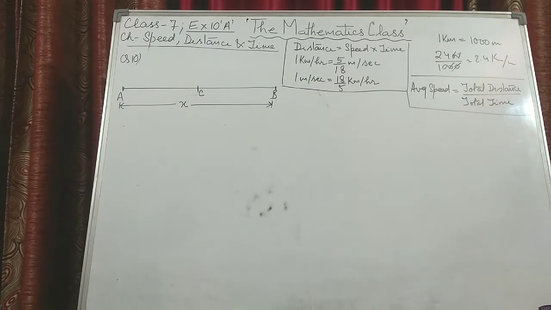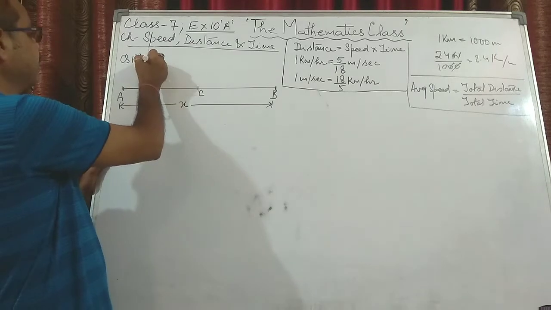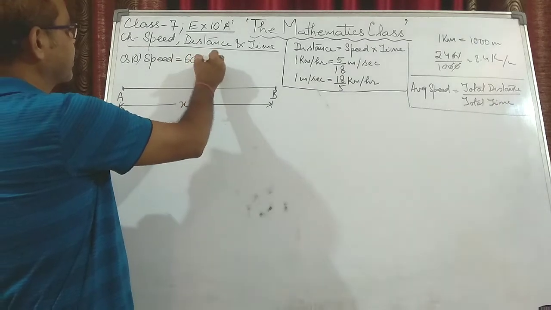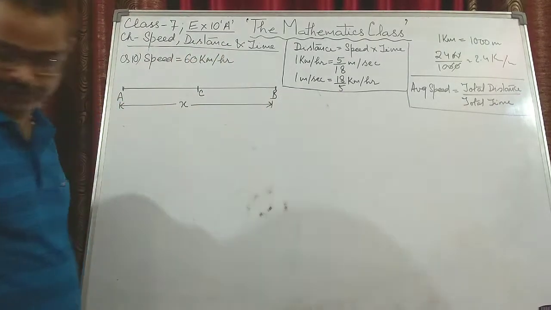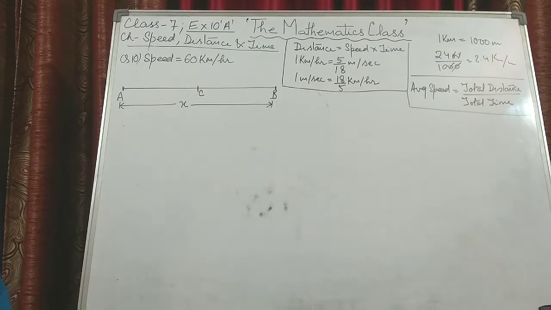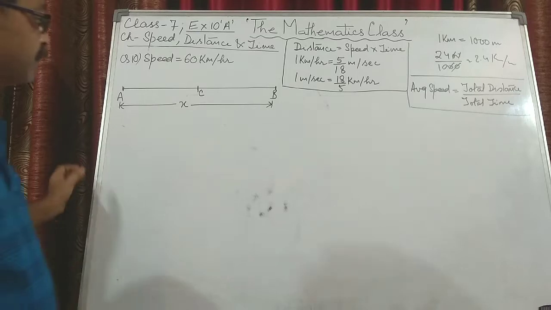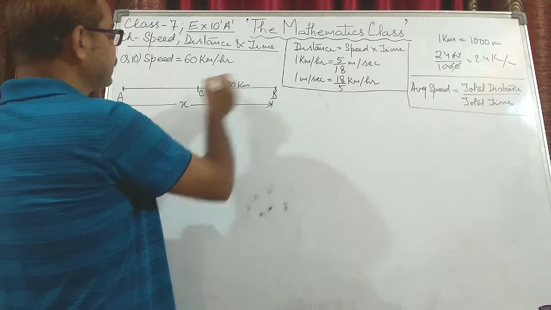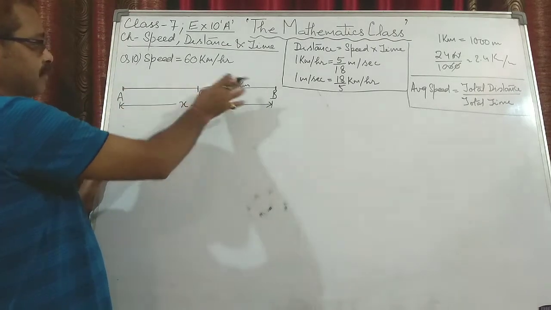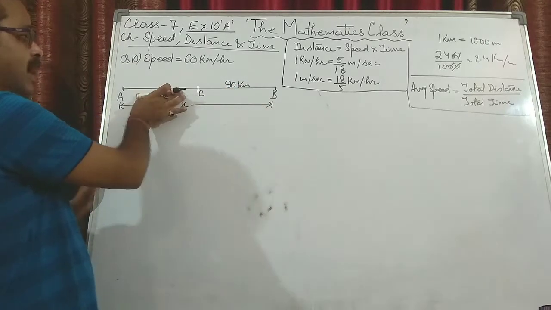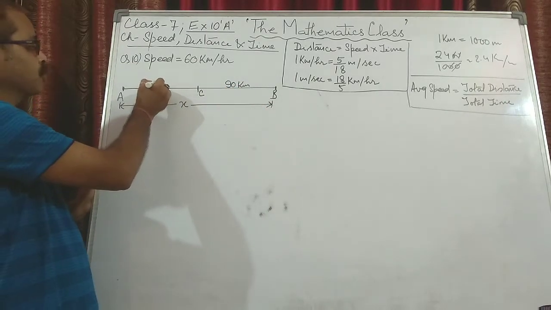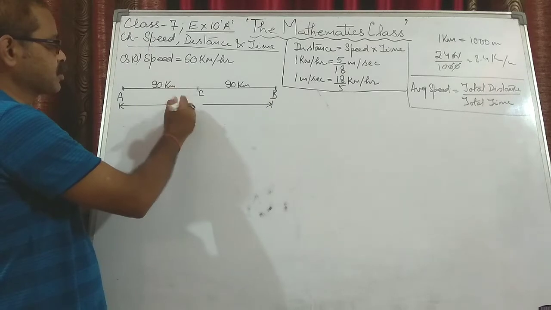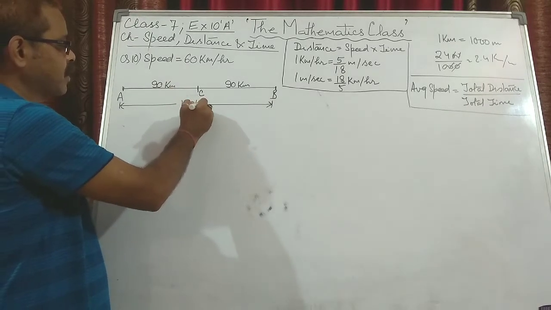The motorist traveled half of his journey at 60 km per hour, and the speed is given. Speed for half the journey is 60 kilometers per hour. And then they say he completed the remaining journey of 90 kilometers. The remaining was 90 kilometers, and previously they said half of the journey. So if the left is 90, it means the other half would also have been 90. So we know that the total distance is 180 kilometers.